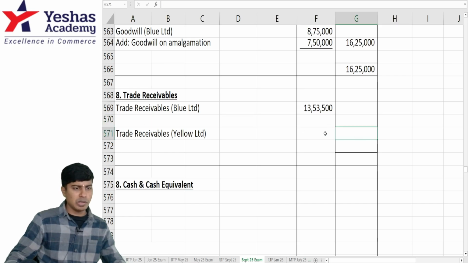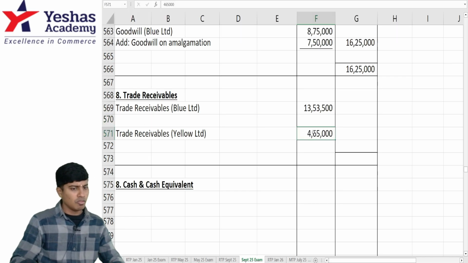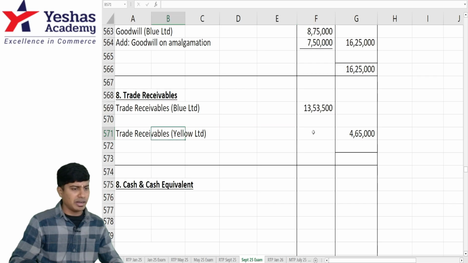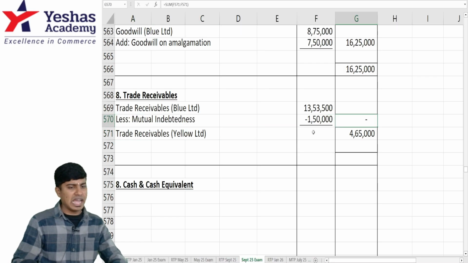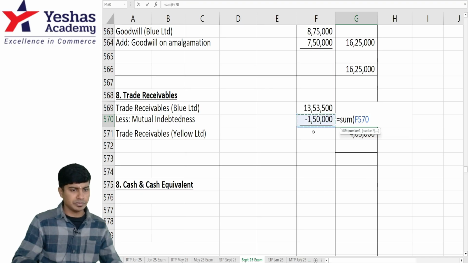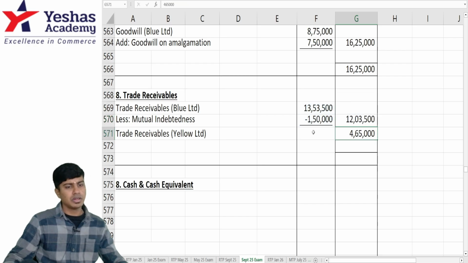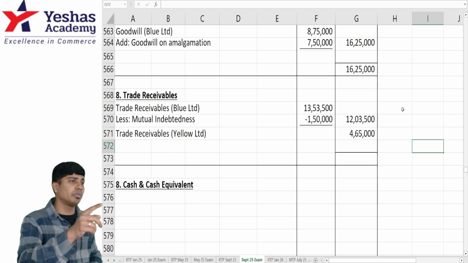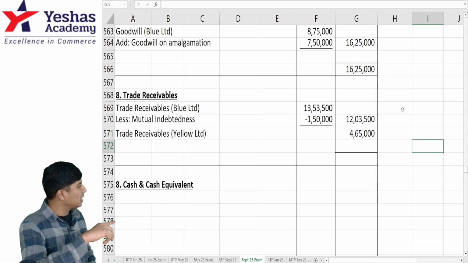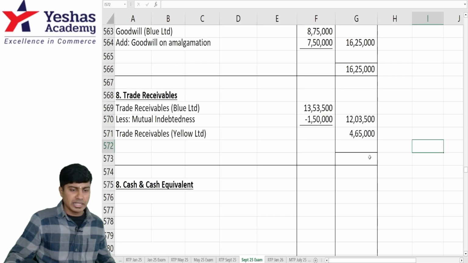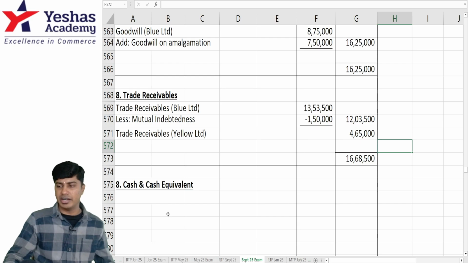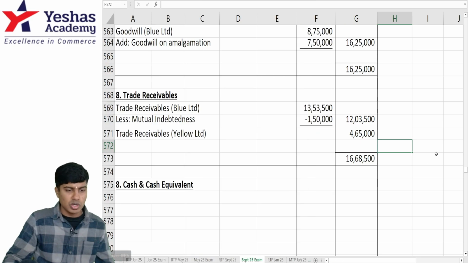And Yellow Limited's will be 4 lakh 65, it will be as it is. And here let's deduct mutual indebtedness of how much? 1 lakh 50. 12 lakh 3,500. Mutual indebtedness is deducted from trade receivables of Blue and trade payable of Yellow. And then take the total, you will get 16 lakh 68,500. Got this? Then what do we have after that?